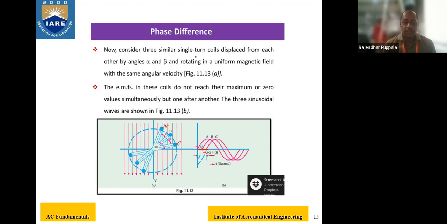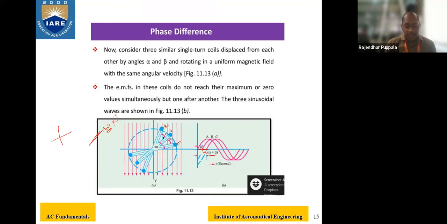Now consider three similar single-turn coils displaced from each other by angles of alpha and beta and rotating in a uniform magnetic field with the same angular velocity. The EMFs in these coils do not reach their maximum or zero value simultaneously, but one after the other. In the previous case, A and B start at the same point, the same zero, and reach the maximum at the same point.